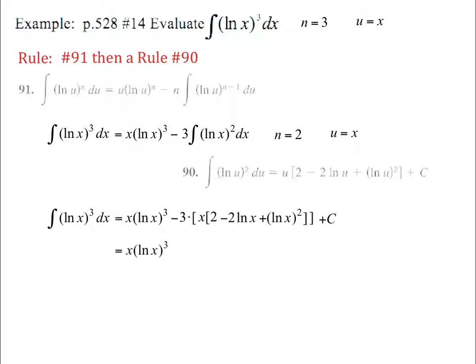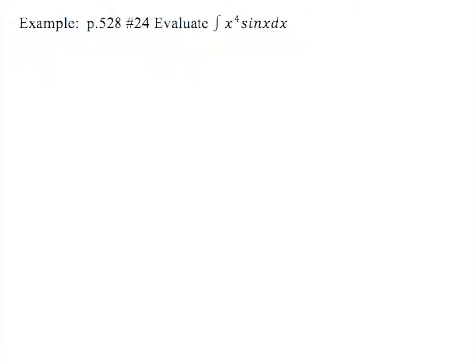We can clean that up a little bit by distributing the 3 in. So that makes minus 6x, and then minus 6x ln x, and then plus, or minus, excuse me, minus 3x ln x squared plus c. That's the final answer there.